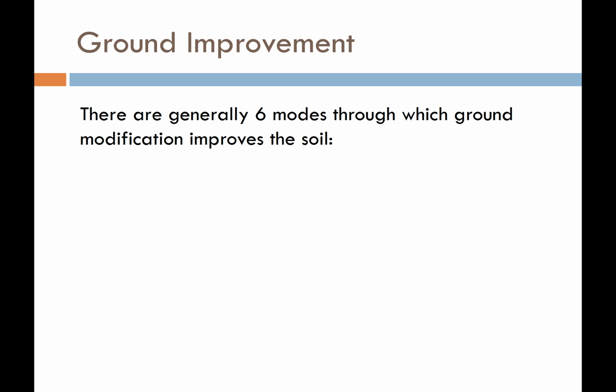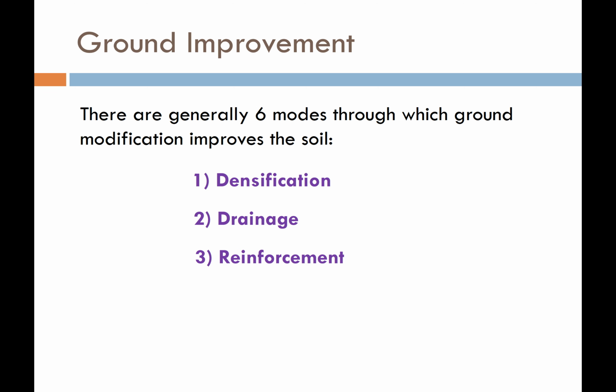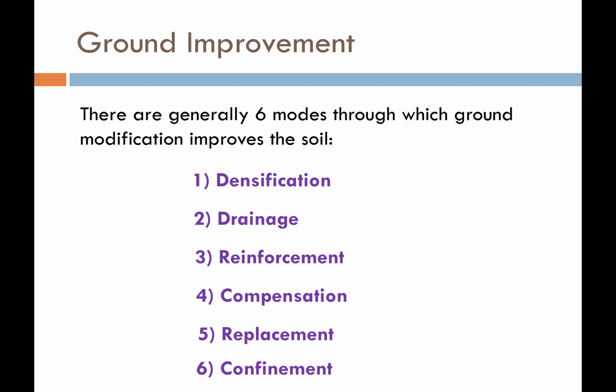If we take ground improvement and just lump it into general categories, we can come up with essentially 6 modes or categories by which ground improvement improves the soil. I think the first one is soil densification, soil drainage, increased reinforcement, compensation. This is an interesting one that we'll talk about. Replacement of the soil, and confinement of the soil.